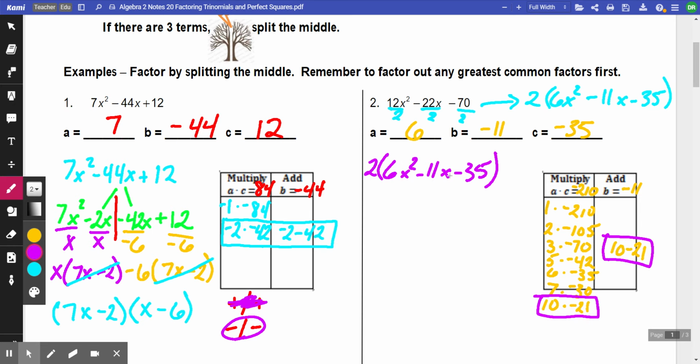So as far as splitting the middle, we just need to look at this trinomial. We don't need the 2 right now. We can actually just save that for later. That's not going to be needed for a little while. What we do need is to rewrite this polynomial.